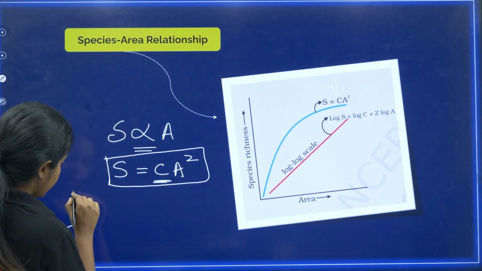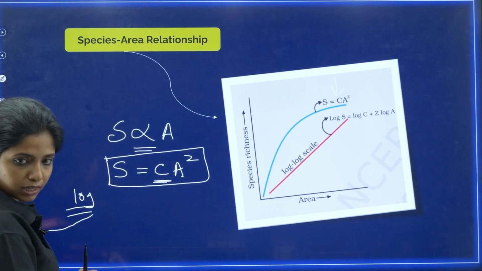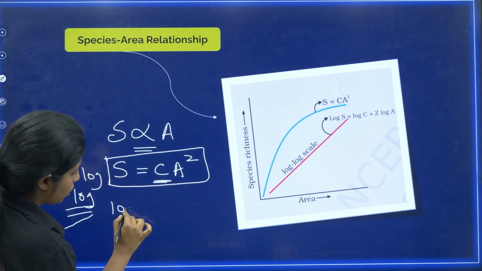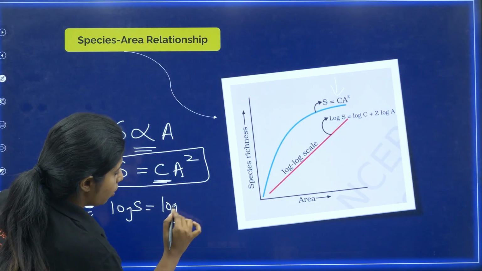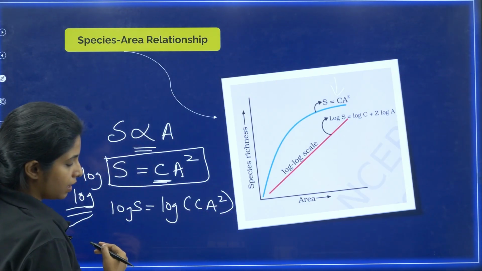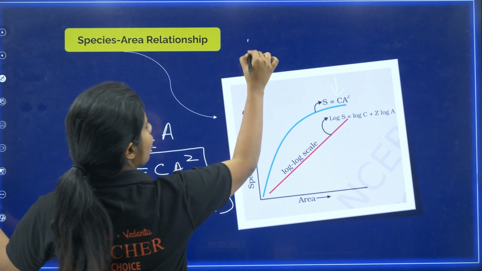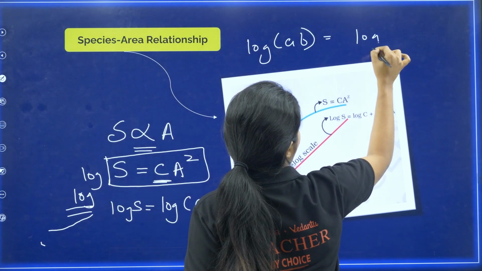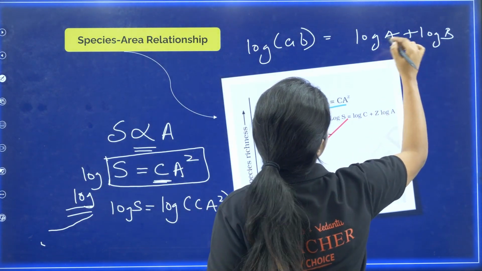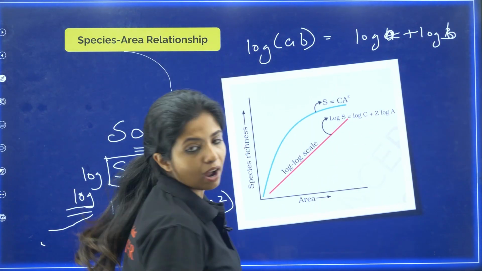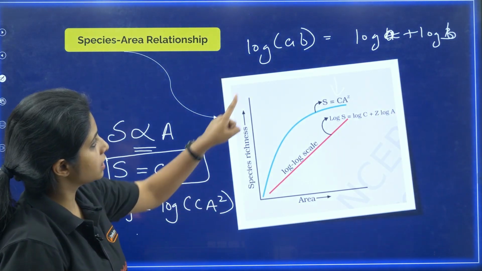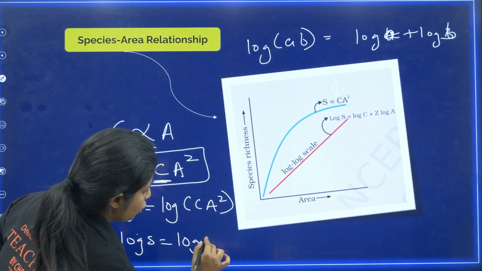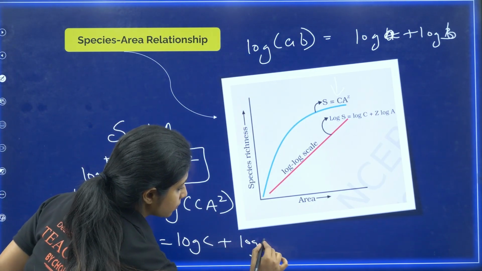Now, if I want to calculate, I have to convert into log scale. When converting into log scale, I multiply log on both sides. So I say log S equals log C A to the power Z. In the case of log, there is a rule: if log of A into B, you put it as log A plus log B. You have to convert like that. So over here, C and A to the power Z are like A and B. So log S equals log C plus log A to the power Z.